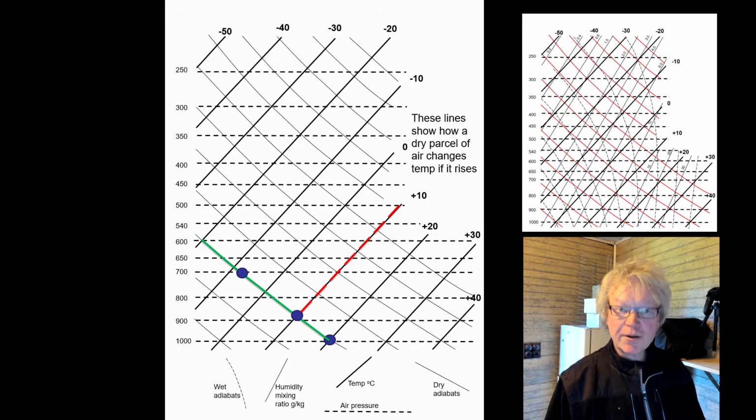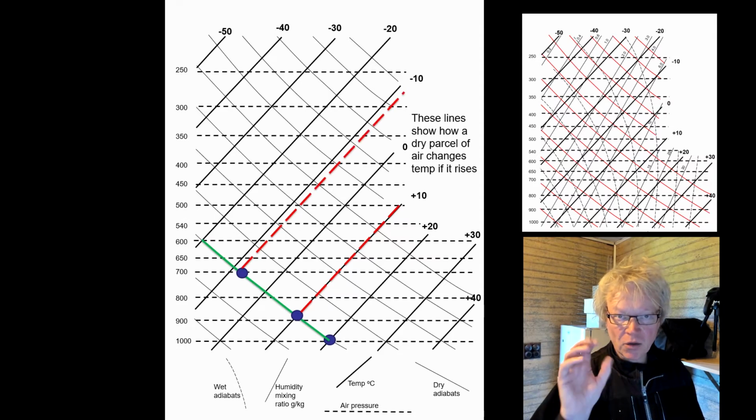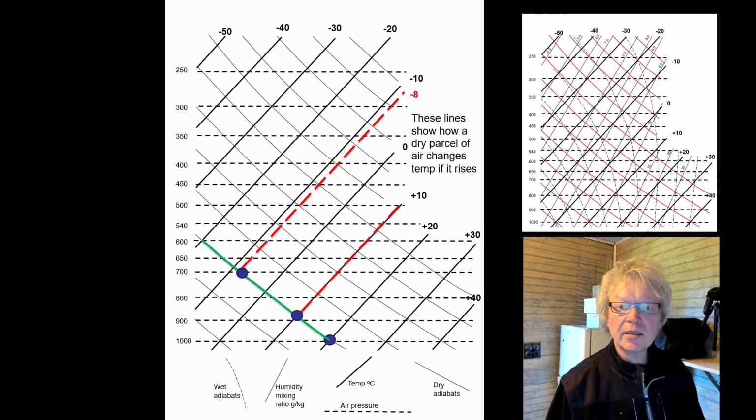If that air parcel was forced up and continued to rise and it got to 700 hectopascals, what would the temperature be? It would be somewhere between 0 and -10. Try and focus in on the lines that you're interested in. And the temperature would be -8. All right?